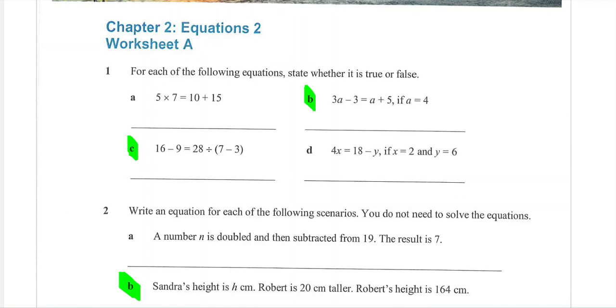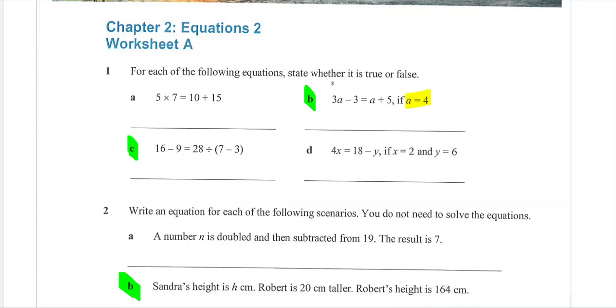All right. So equations. First question that we want to do, it says for each of the following equations, state whether it is true or false. So does the left-hand side of the equation equal the right-hand side of the equation? So starting with B, the two that I've highlighted there, B, this question, you are told that A is equal to 4. So you have to substitute that in before you can evaluate the left-hand side and the right-hand side.